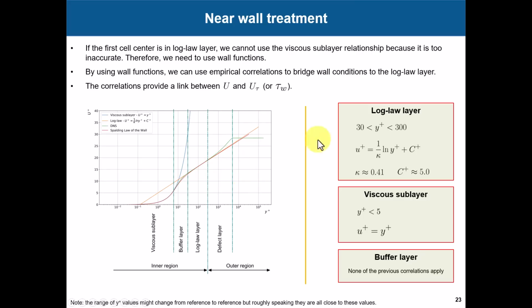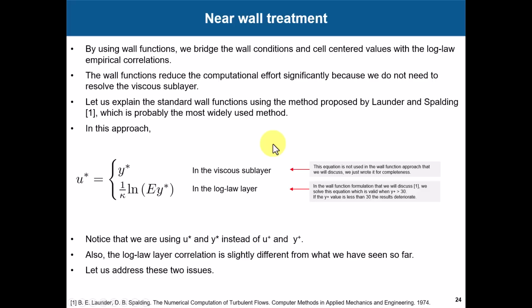What we do there is find a link between velocity and shear stresses: the velocity in the free stream and the shear velocity, or wall shear stress. So we link them by using this correlation. That's what we're doing with the wall function. Usually we propose it like this. Now I'm changing to U star. So we say that U star equals Y plus when this is less than 5, and if it is more than 30, equal to this.